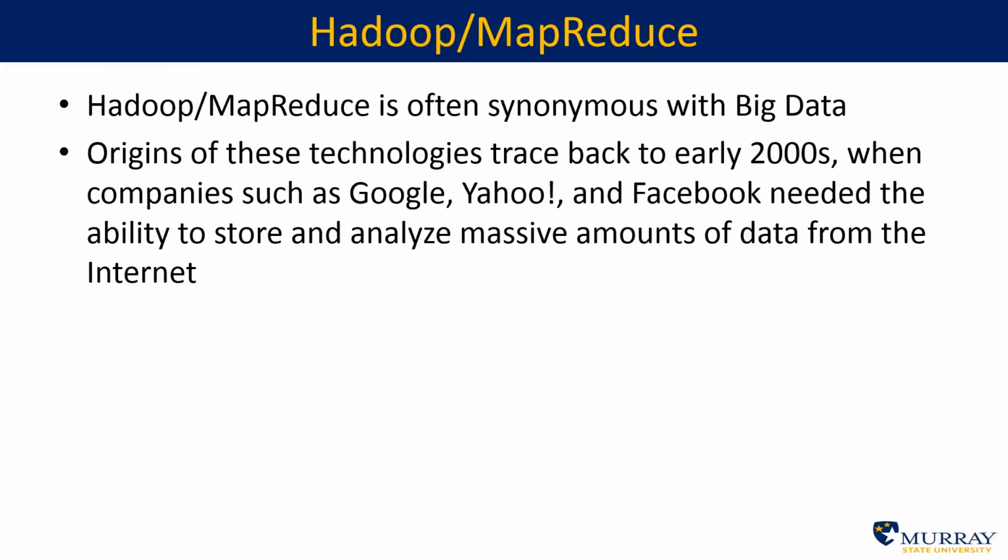Okay, next we're going to talk about Hadoop and MapReduce. Now, the Hadoop and MapReduce pair is often synonymous with big data. So a lot of the time when people say big data, they assume the big data initiative they're talking about is based on Hadoop and MapReduce. So Hadoop and MapReduce are two technologies that are essential to the big data movement. Their origins trace back to the early 2000s, when internet companies such as Google, Yahoo, and Facebook needed the ability to store and analyze massive amounts of data from the internet, from their users, from their interactions with their websites, and this data kept growing, so they had to do something about storage.